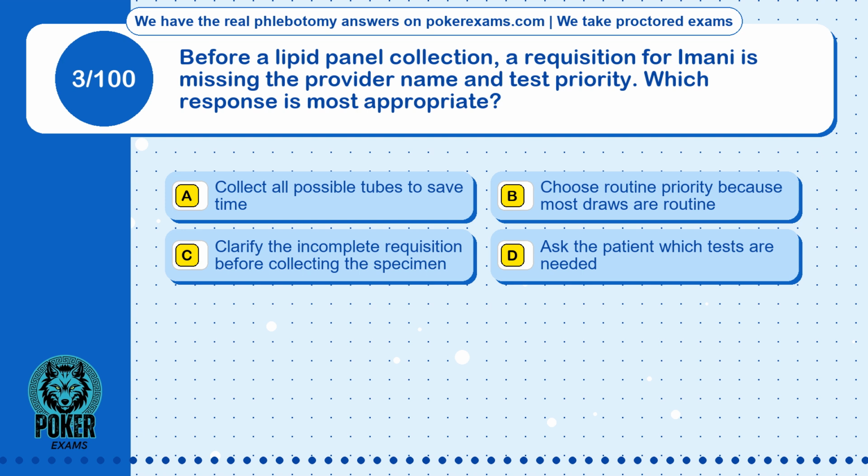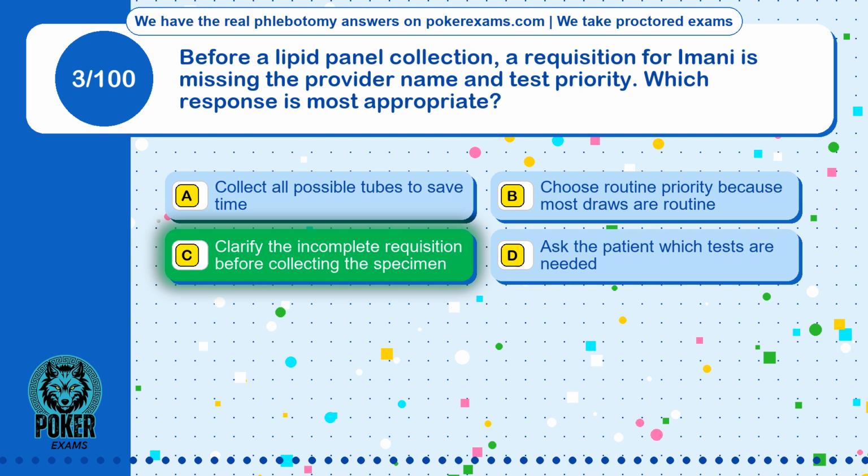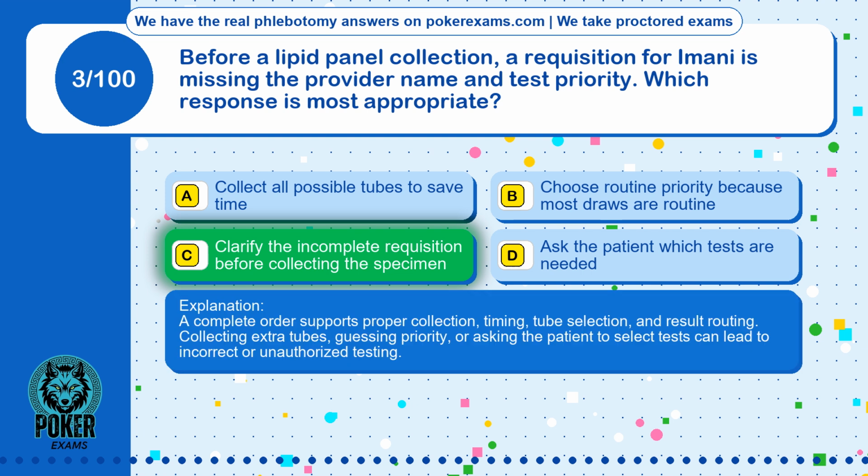Option D. Ask the patient which tests are needed. The correct answer is option C. Clarify the incomplete requisition before collecting the specimen. A complete order supports proper collection, timing, tube selection, and result routing. Collecting extra tubes, guessing priority, or asking the patient to select tests can lead to incorrect or unauthorized testing.